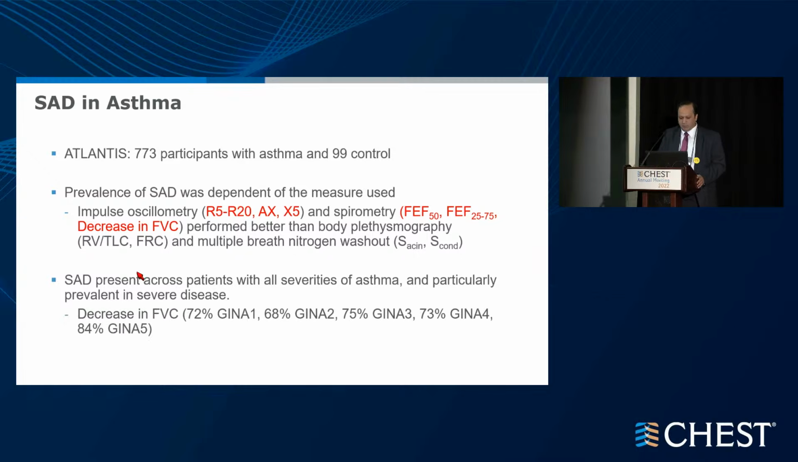If we look at one of the parameters, decreased FVC, which was one of the most sensitive parameters to detect small airway disease, here you can see the patients with GINA 1, GINA 2, GINA 3, GINA 4, and GINA 5. As you can see, the prevalence of small airway disease is pretty high as the asthma gets more severe.